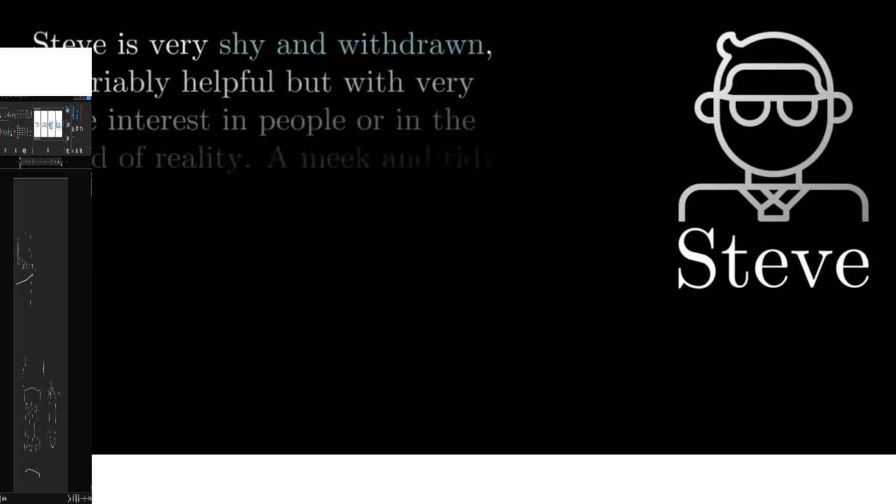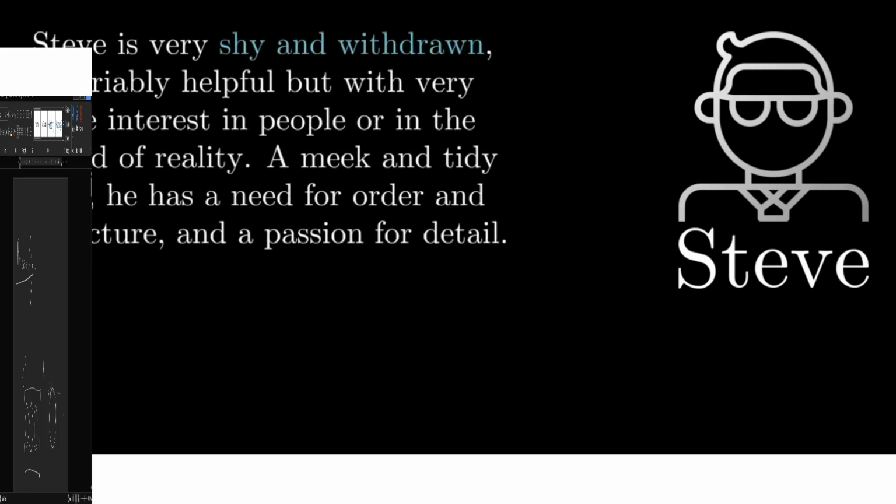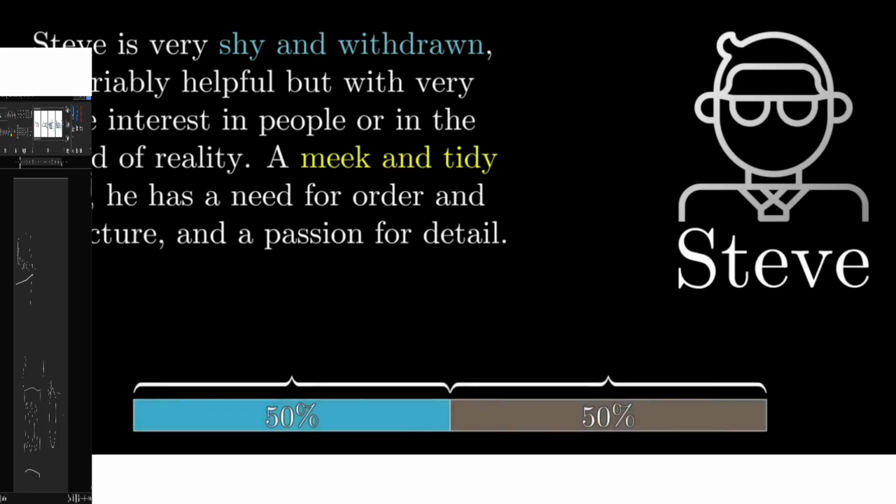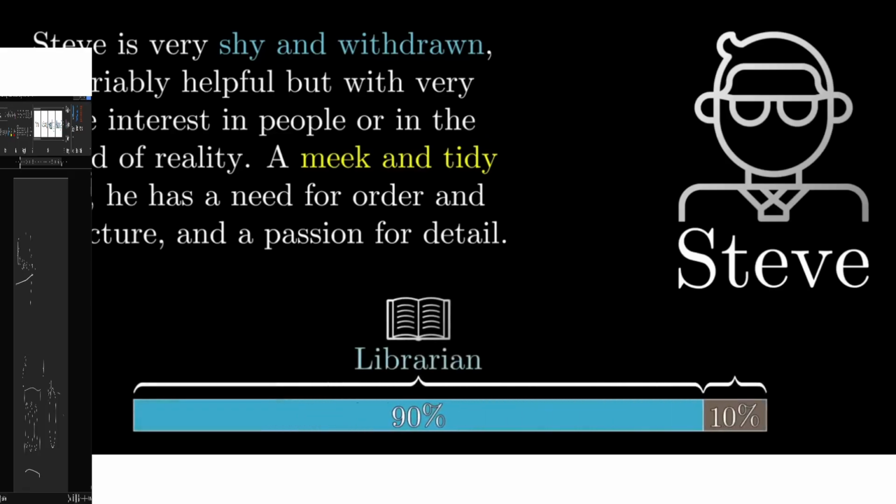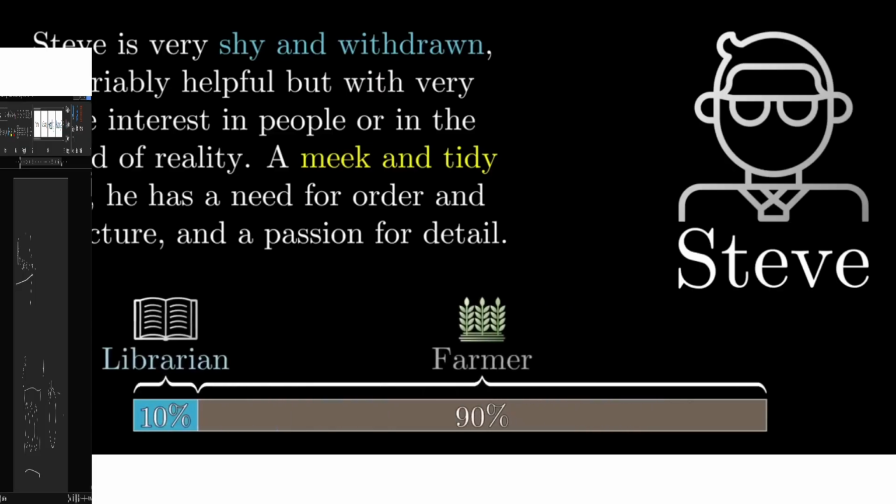Steve is very shy and withdrawn, invariably helpful, but with very little interest in people or the world of reality. A meek and tidy soul, he has a need for order and structure and a passion for detail. Which of the following do you find more likely? Steve is a librarian, or Steve is a farmer?